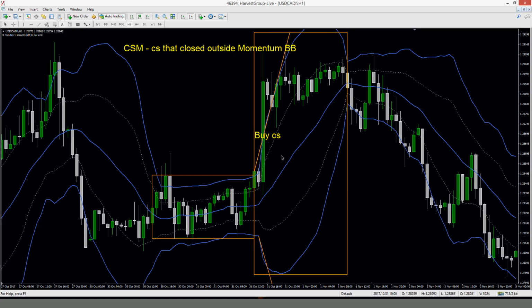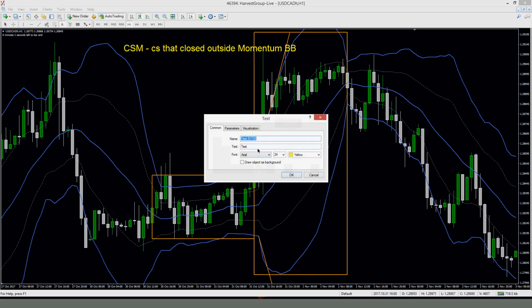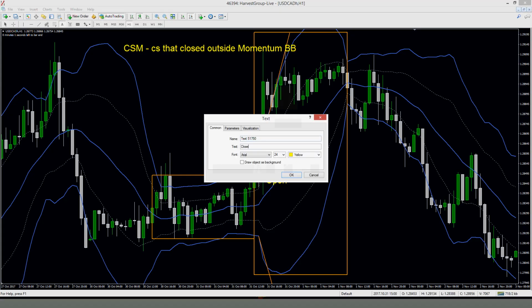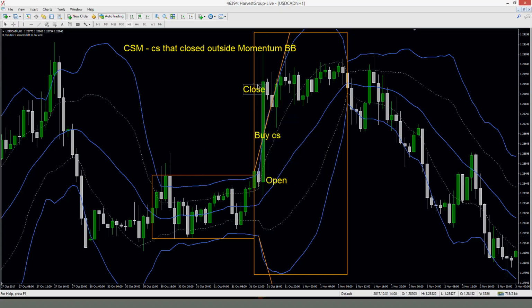The next thing that you need to understand is the candlestick momentum. The definition is a candlestick that closed outside the momentum BB. Earlier on, we did revise candlestick formation. So basically, what we have here is a buy candle. A buy candle opens at the bottom and closes at the top. So this is a good example of a candlestick momentum.